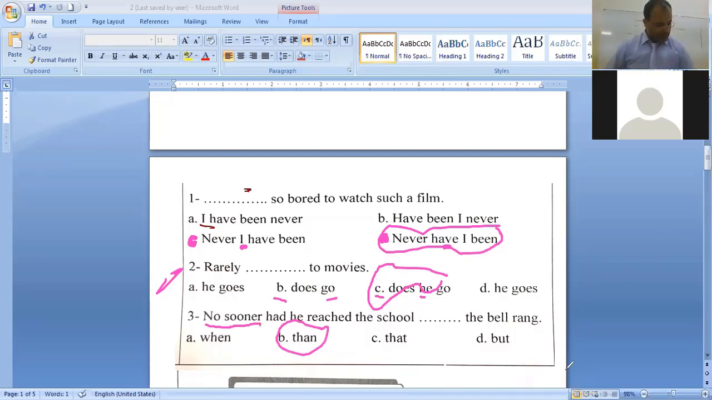Now, let's move to number 4. Number 4 is also a very easy one. Number 4, I had scarcely left. Here we have I, the subject, had, the auxiliary, and then scarcely is the adverb. I want the right order if you can help me.